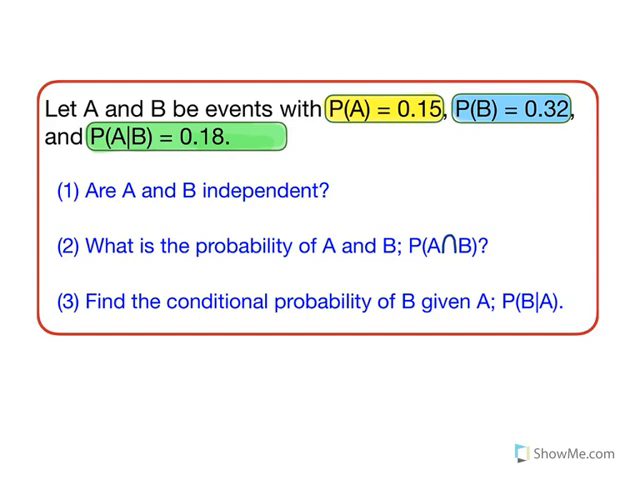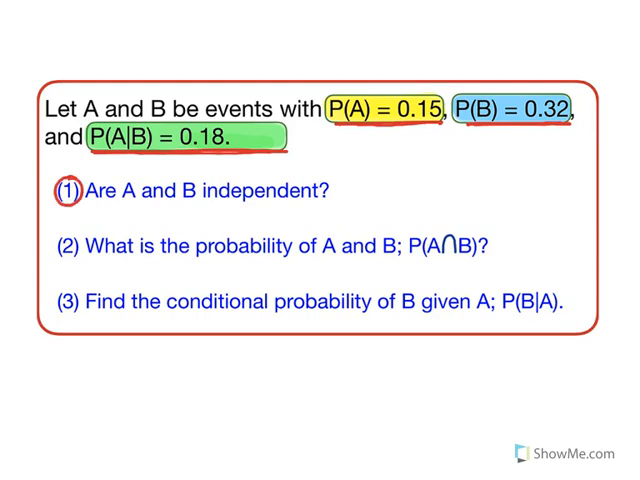So we have again two events A and B, and you are given the probability of A is 0.15 or 15%, probability of B is 0.32 or 32%, and you have the probability of A given B is 0.18 or 18%. And then you have three questions.